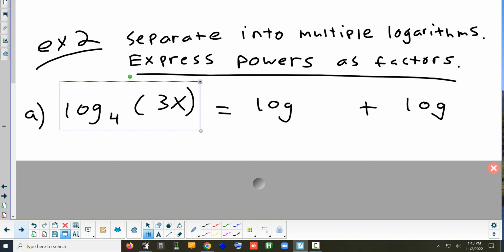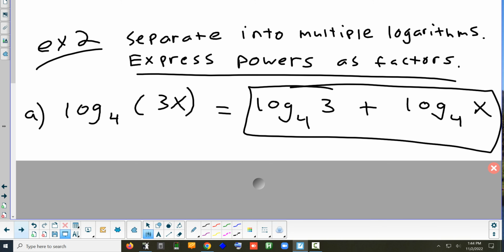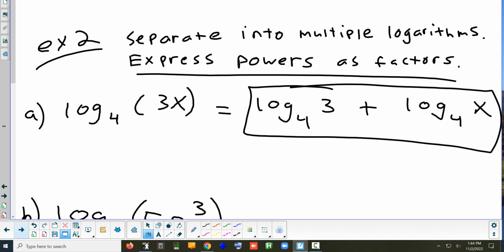What is going to be the base, Naeja, on each log? 4. The base doesn't change. And Alex, what's going to be my first argument right there? 3. Good. And Austin, what's going to be my second argument? 2x. Yep, it's going to be x. And that's how you take that and do what they said. There were no exponents in that problem, so we didn't have to worry about that.